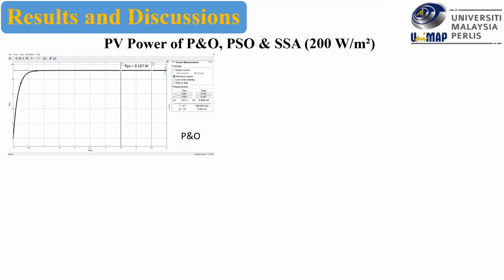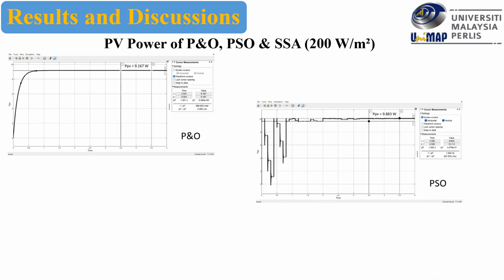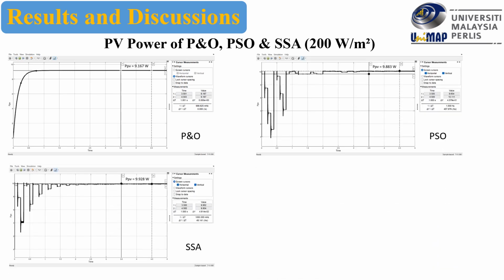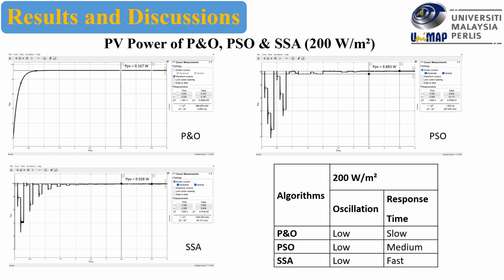Next, results and discussion. In this section, we will see the PV power of P&O, PSO and also SSA under the irradiance of 200 watt per meter square. From this simulation, we can see the oscillations of all three algorithms are low. However, the response time of P&O is slow, the PSO is medium, while the SSA is faster.